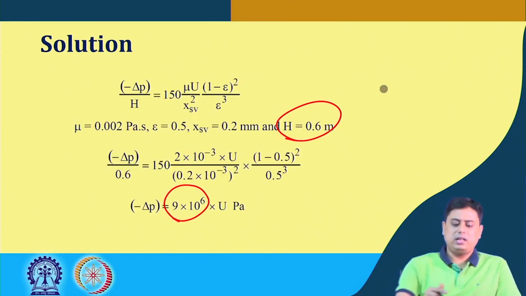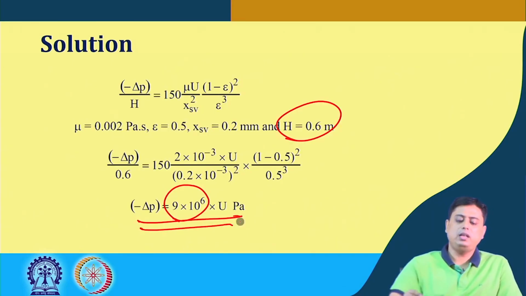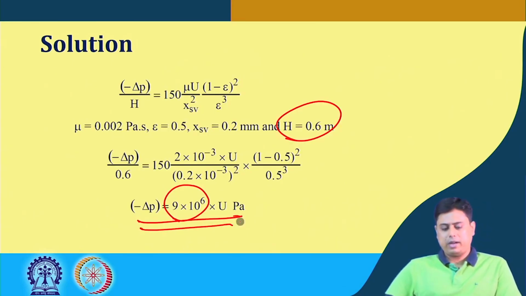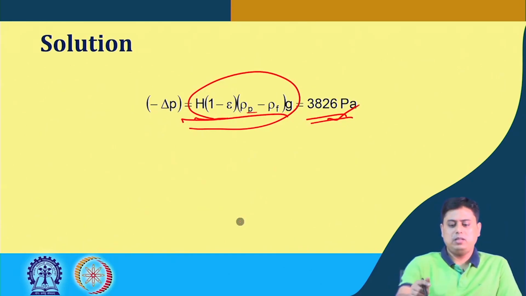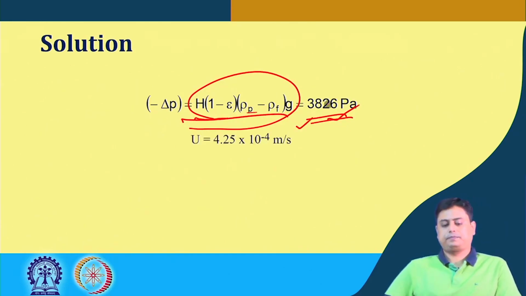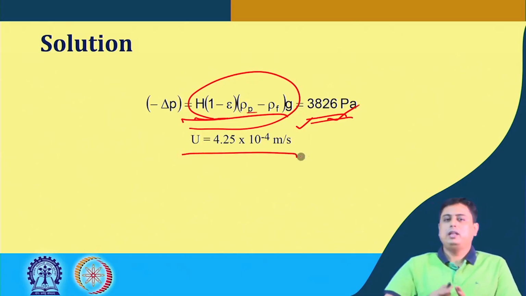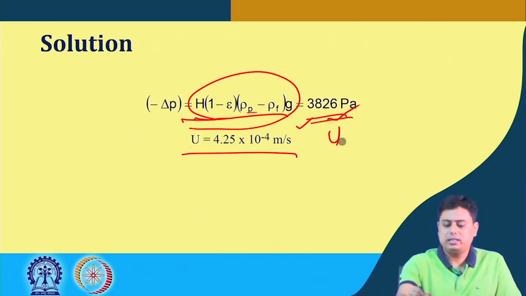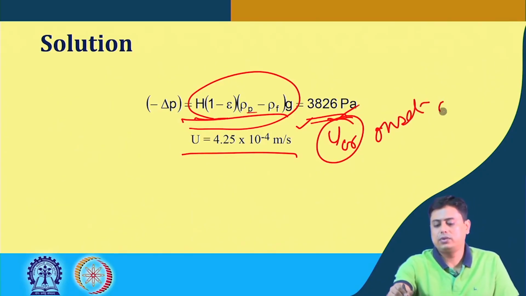Now we replace this relation here, this del P is equal to 9 multiplied by 10 to the power 6 times U, equal to this much of Pascal, which means our U is 4.25 into 10 to the power minus 4 meter per second. So, this is the current flow rate. This is the flow velocity, okay, that is the critical point, or I would say this is the U critical at the onset of suspension.